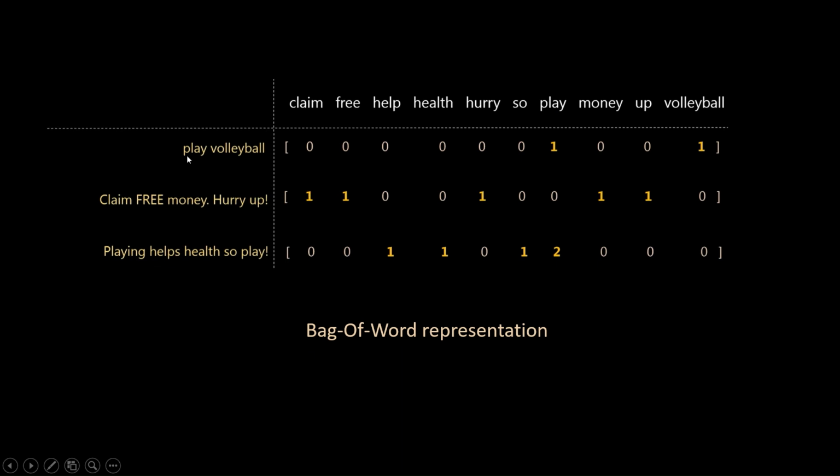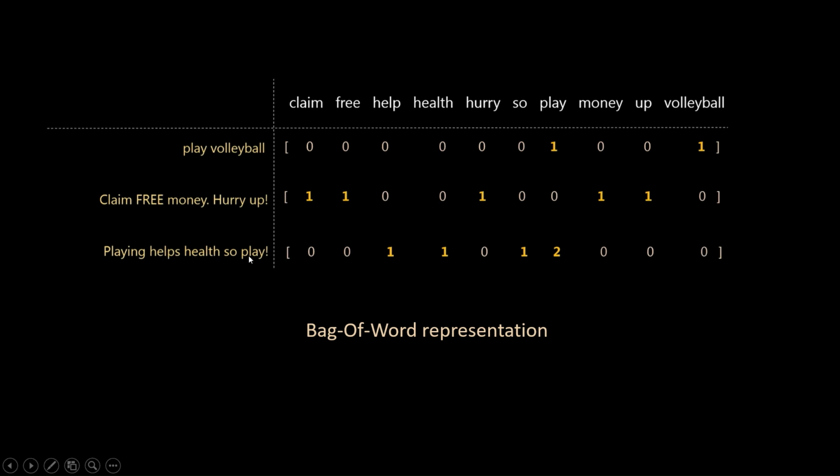Looking at the first vector, for the document "play volleyball": play is a word that occurred one time in the document, and volleyball is a word that appeared one time in this document. For the rest of the elements of this vocabulary-length vector, the values will be 0, and only the tokens that are present in the document will have values. Looking at the third document, play occurred two times in this document.